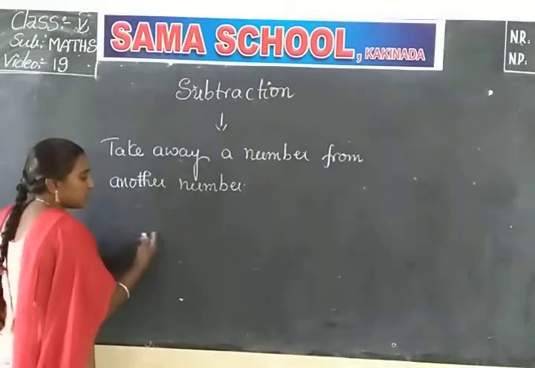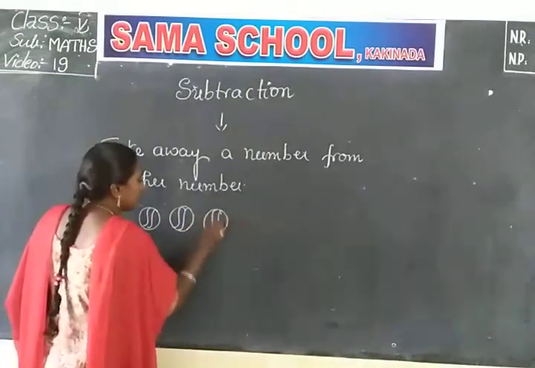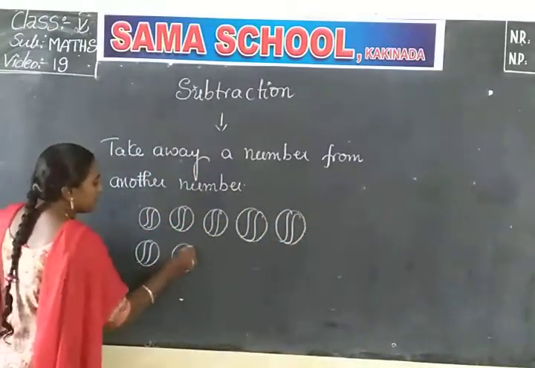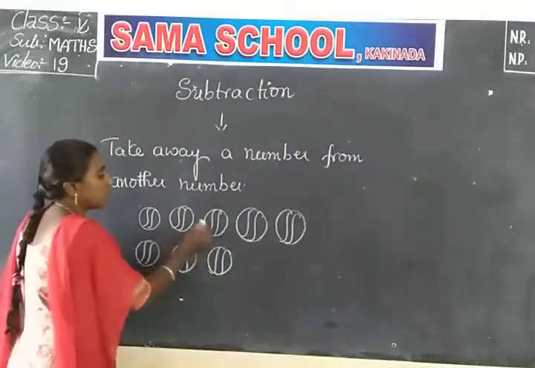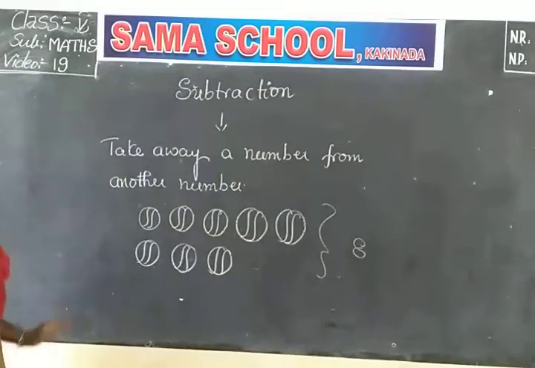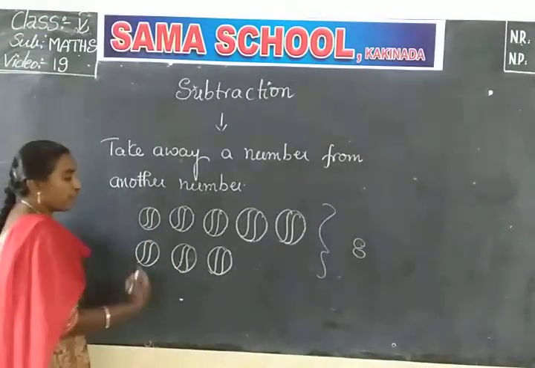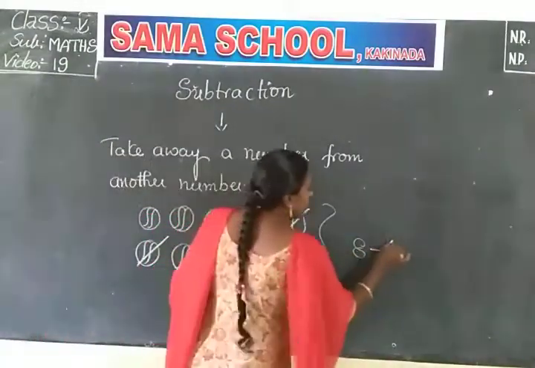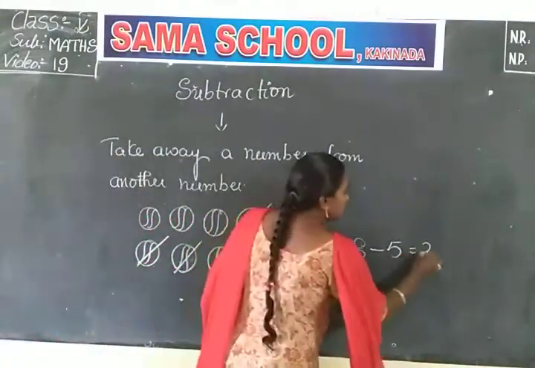See, in primary classes you will learn like this. For example, see, these are balls. How many balls I have given here? 1, 2, 3, 4, 5, 6, 7, 8. Totally 8 balls I have given here. And you take away 5 balls from these balls. That means we have to cancel 5 balls from this. We are taking away 5 balls. Still how many balls are left? 3 balls. So this is the result.